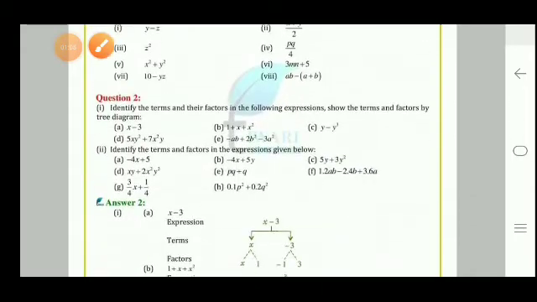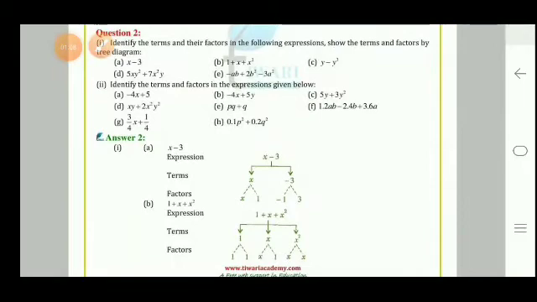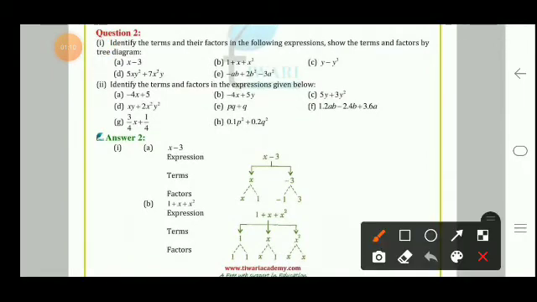Then if you see question number 2, what we have to do is identify the terms and their factors in the following expressions. Show the terms and the factors by tree diagram. So x minus 3: the terms are x and minus 3, and the factors of x are x and 1, and of minus 3 are minus 1 and 3.